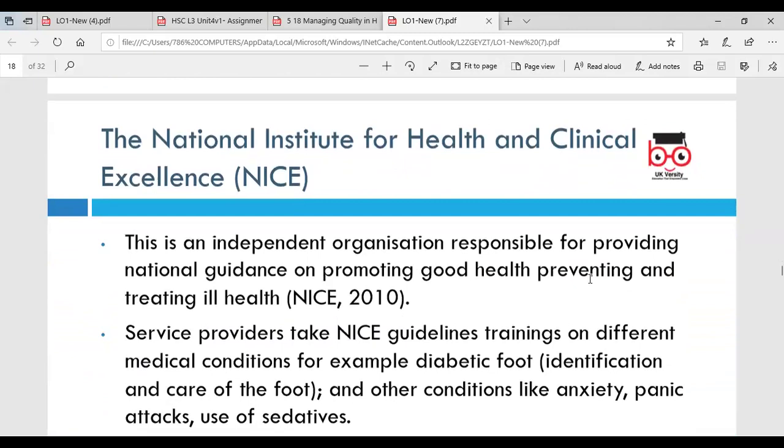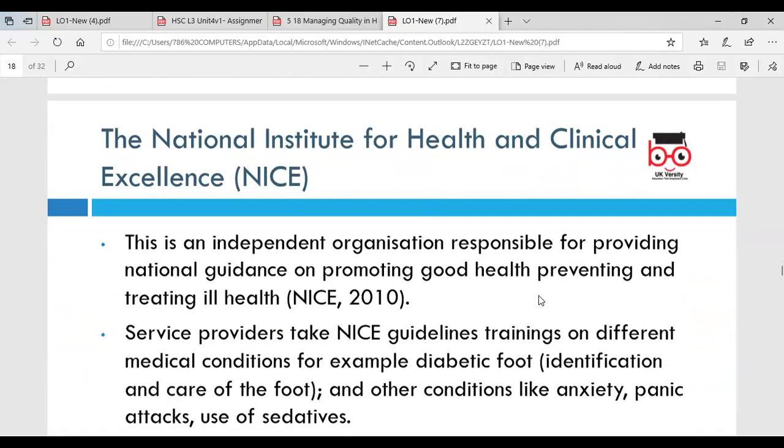NICE is the National Institute for Health and Clinical Excellence. This is an independent organization which is responsible mainly for providing national guidance in order to provide good health and to prevent and treat ill health.